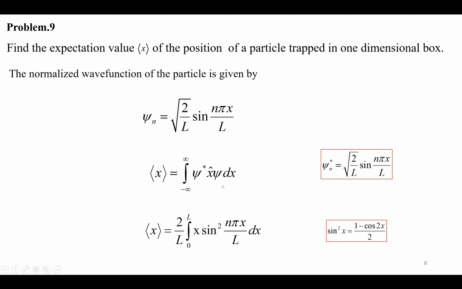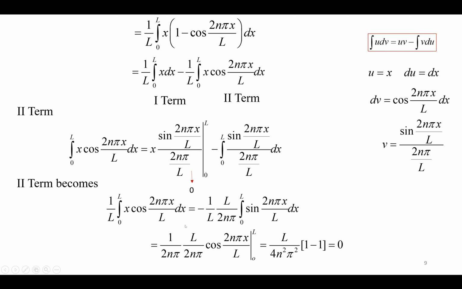Of course both are equal, there is no imaginary part, so the expectation value of x will be root 2 by L multiplied by root 2 by L, that gives 2 by L, and x I have pulled out here, so the remaining part will be sin squared n pi x by L dx. We use sin squared x equal to (1 minus cos 2x) by 2, and the 2 in the denominator and the 2 in the numerator cancel. Substituting, we get 1 by L integration 0 to L of x multiplied by (1 minus cos 2 n pi x by L) dx.